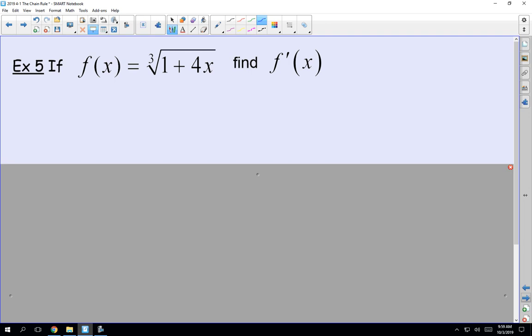We can do one rewrite that I think might help you. And that's really what you want to be doing in calculus, thinking in terms of not roots and radicals, but rational powers. You really want to be thinking in that way. So we have f of x equals (1 plus 4x) to the 1/3 power. Okay, now we can handle it.